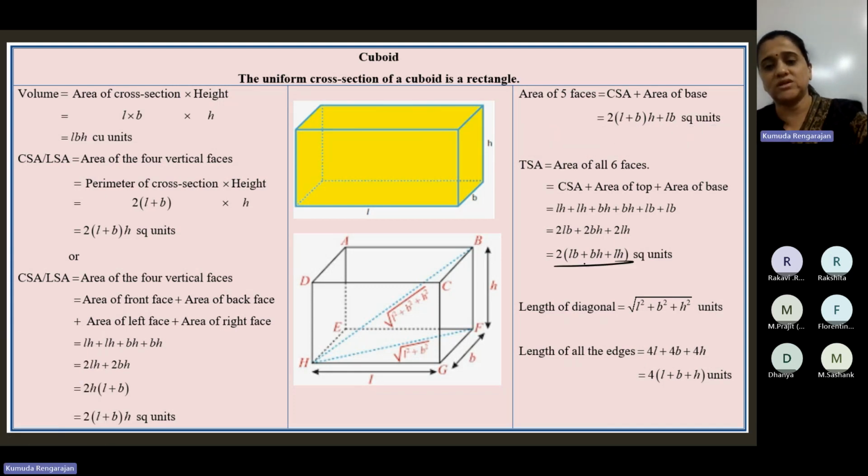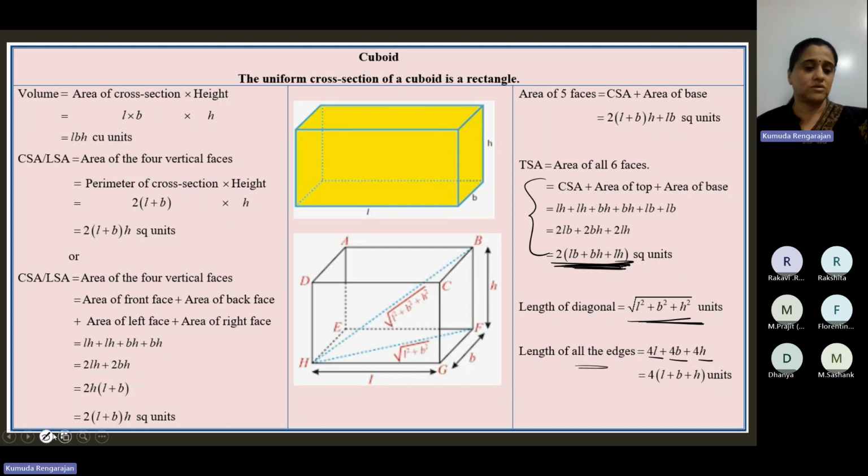Area of all the 6 faces, children, you know, 2 of LB plus BH plus LH. Okay, so we are not going into all this. 2 of LB plus BH plus LH. All right. Length of the diagonal, root of L square plus B square plus H square. Length of all the edges, 4L plus 4B plus 4H. Is that fine?